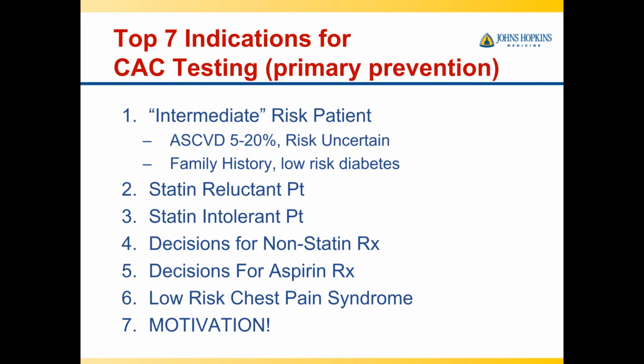So who are the top 7 indications for which I use coronary calcium testing? Again, the intermediate risk patient, 5 to 20%, when risk is uncertain. Maybe a lower risk patient with diabetes, or someone with a strong family history. I see a lot of statin-reluctant patients in my practice, and I think this can be really helpful to understand their absolute risk. If their score turns out to be 0, we talk about how their estimated risk is now fairly low over the next 5 to 10 years, and maybe we can just do lifestyle. They're often thrilled because they don't want to take the statin.